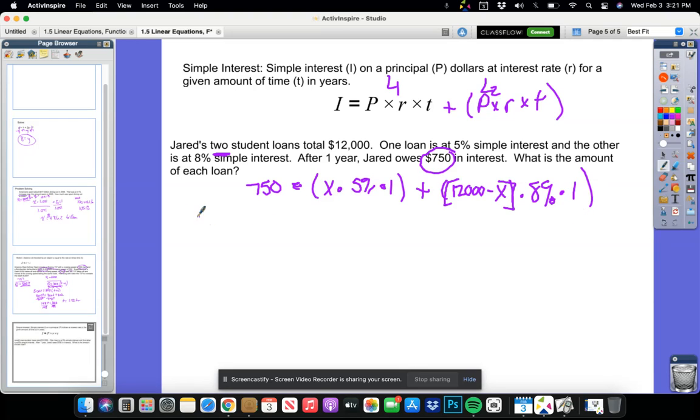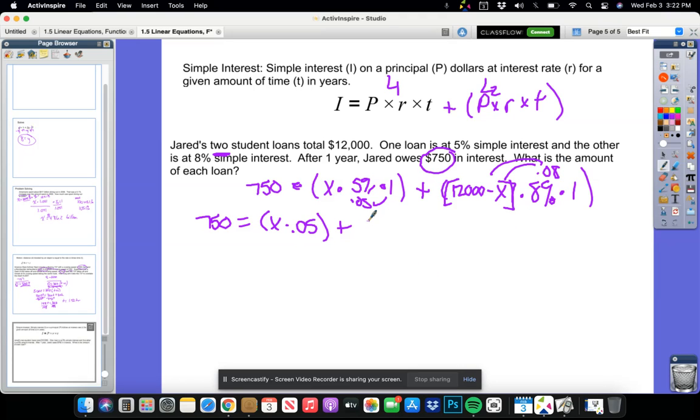So let's go ahead and simplify this. We have 750 equals, now we're going to turn this to a decimal, so it'll be 0.05 times 1. Anything times 1 is itself, so it'll be x times 0.05, 0.05x. Plus the second one, again, gives us 0.08, and we have to distribute that.